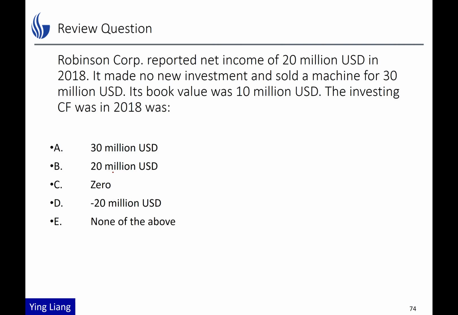The second question, Robinson Corp reported net income of $20 million in 2018. There's no new investment, but it sold a machine for $30 million. The machine's book value was $10 million. The investing cash flow was? You can pause here and think about it.